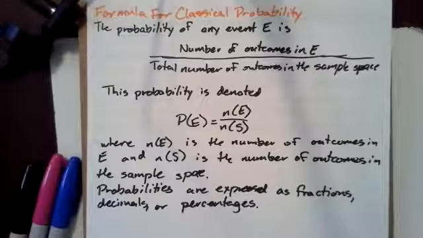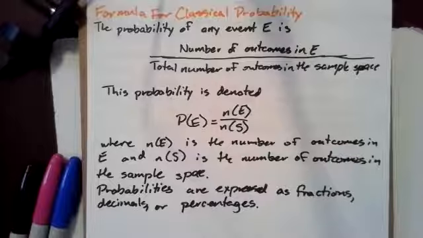Here's the formula for classical probability. The probability of any event E is the number of outcomes in E divided by the total number of outcomes in the sample space. The probability is denoted P(E) = n(E)/n(S), where n(E) is the number of outcomes in event E, and n(S) is the number of outcomes in the sample space. For instance, if we look at a die and we say that the event E is rolling an even number, there would be three outcomes in that event, while the number of outcomes in the sample space is still six.